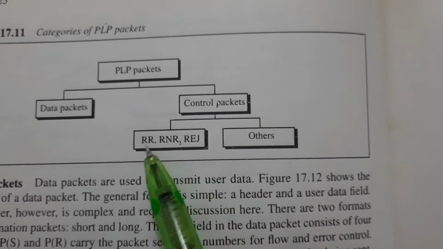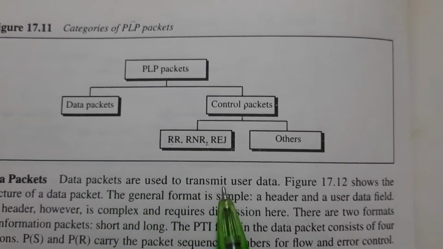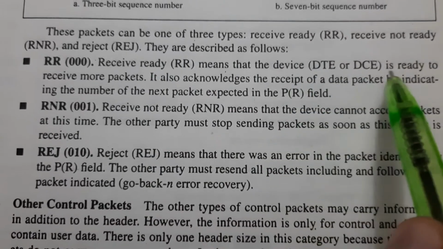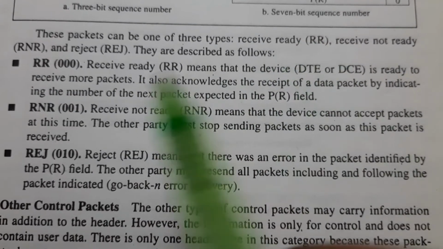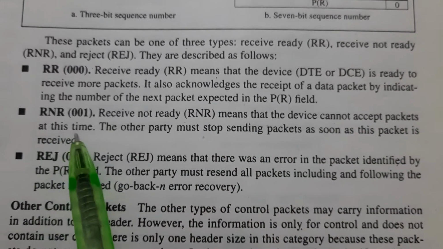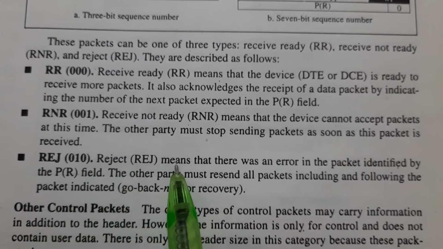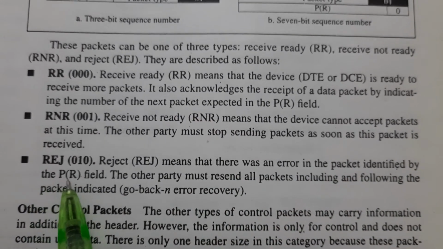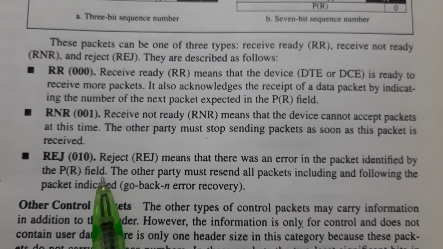So the data packet is used to transmit user data, and receive ready means the device is ready to receive more packets, and receive not ready means the device cannot accept packets at this time, and reject means that there was an error in the packet identified by the PR field.